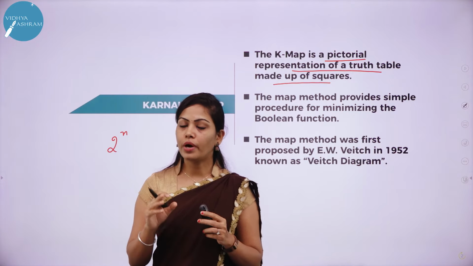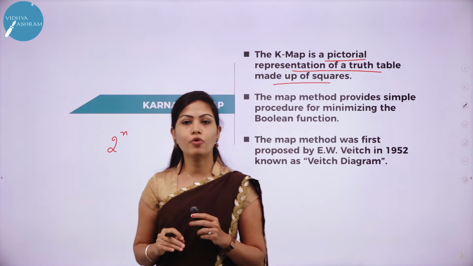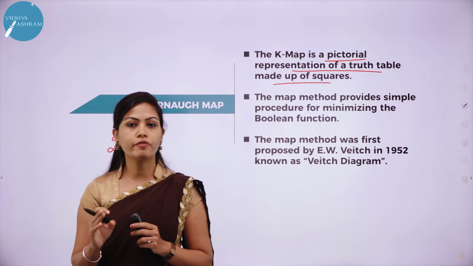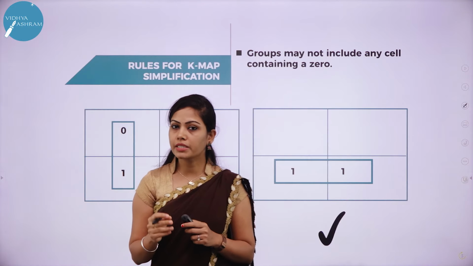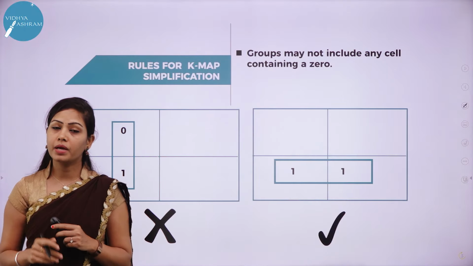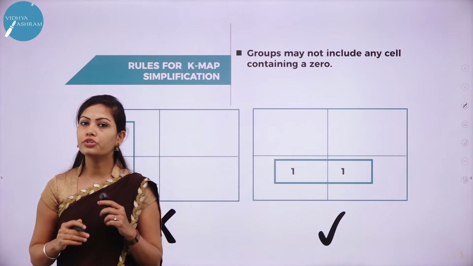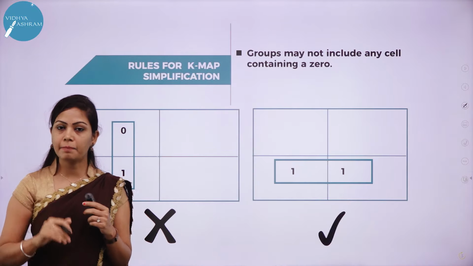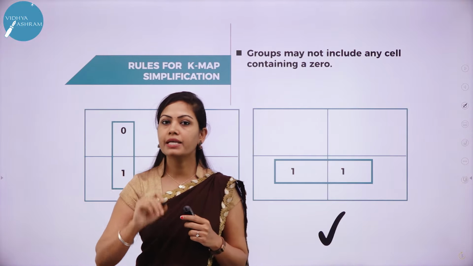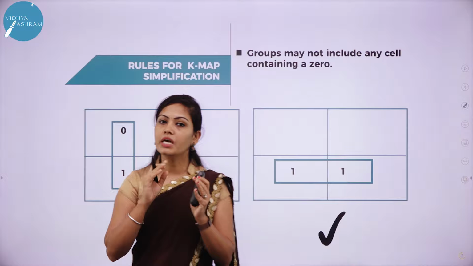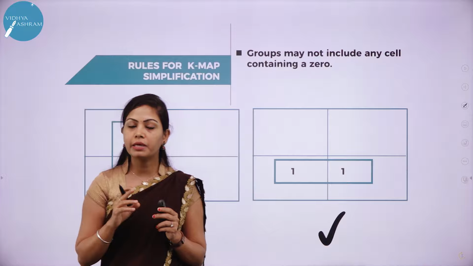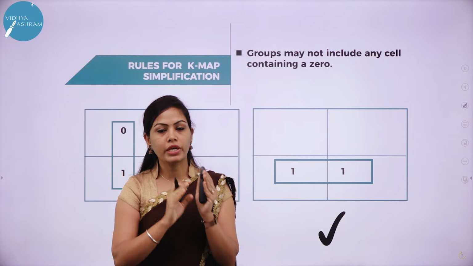In your syllabus, you have 2 variable, 3 variable and 4 variable K-maps. Let us discuss the K-maps for 2 variables, 3 variables and 4 variables one by one. How to construct the K-map and what are the steps to solve an expression using K-map. First step, select the K-map according to the number of variables. Example, if you have 2 variables, x and y, you use only x and y. If you have 3 variables, you use x, y, z. If you have 4 variables, a, b, c, d, you use only a, b, c, d.